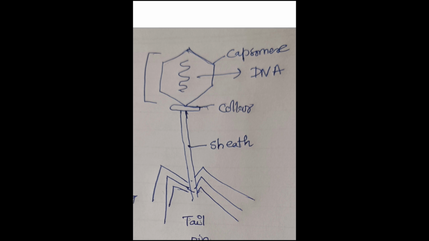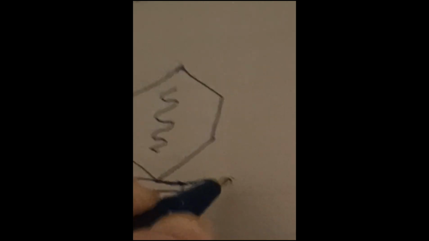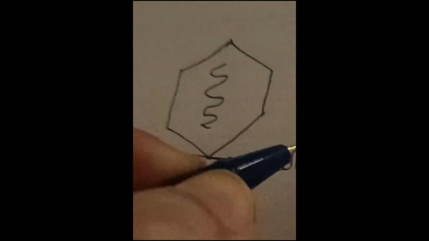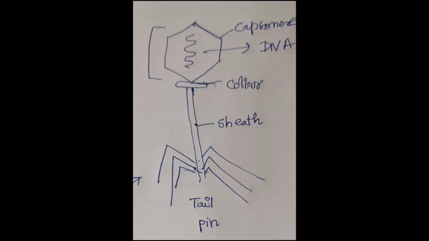It is a protein shell made up of capsomeres, and it contains double-stranded linear DNA that is approximately 170 kb in T4. The function is to protect the genetic material and help in DNA injection into the host. Then the neck, it is a collar. It connects the head and the tail, acts like a flexible joint, and helps in the transmission of DNA from head to tail. Then the tail is a sheath.